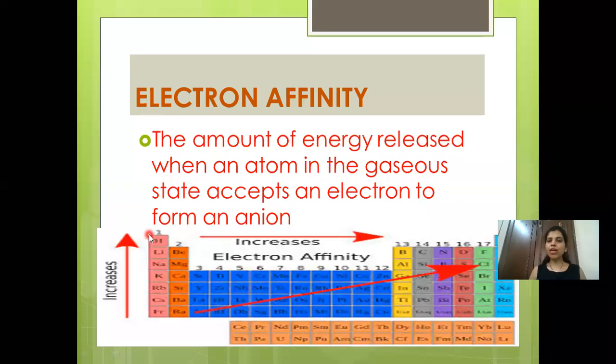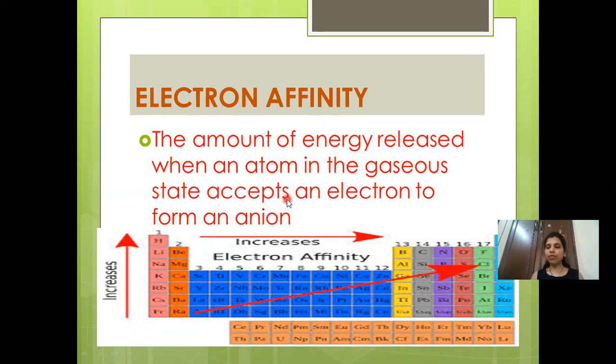We have finished with ionization potential, metallic character and non-metallic character. Today we are going to understand the last two concepts. First is electron affinity and the next one is electronegativity. Now electron affinity, first understand the meaning of that. The amount of energy released when an atom in the gaseous state accepts an electron to form an anion.